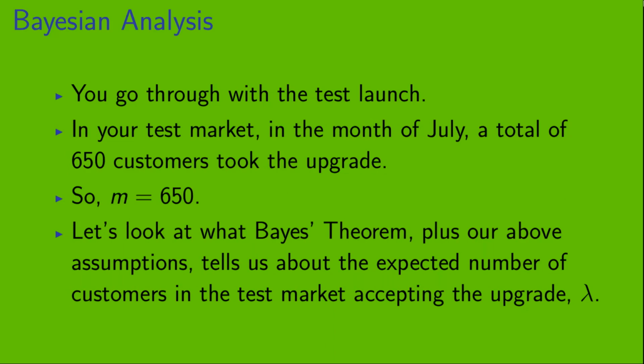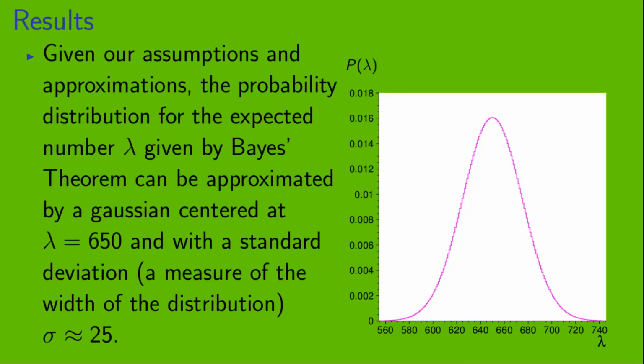Okay, so you go through with the test launch. In your test market, in the month of July, a total of 650 customers took the upgrade. So M is equal to 650. Let's look at what Bayes' theorem, plus our above assumptions, tells us about the expected number of customers in the test market accepting the upgrade, lambda. Given our assumptions and approximations, the probability distribution for the expected number, lambda, given by Bayes' theorem, can be approximated by a Gaussian centered at lambda equals 650 and with a standard deviation, which is a measure of the width of the distribution, sigma, approximately equal to 25.